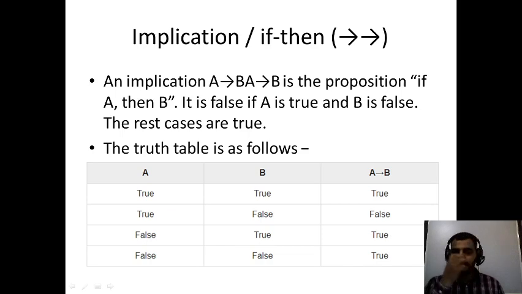In the last case, the father is not intelligent and the son is also not intelligent. So it is true. Why? Because both the sets are same. This is what we call as implication.